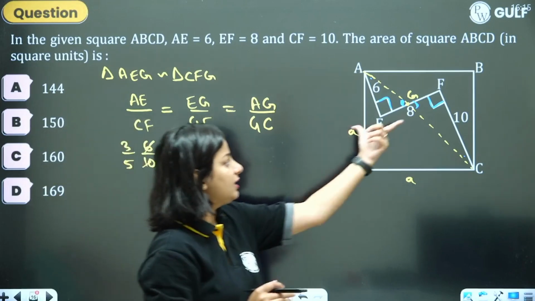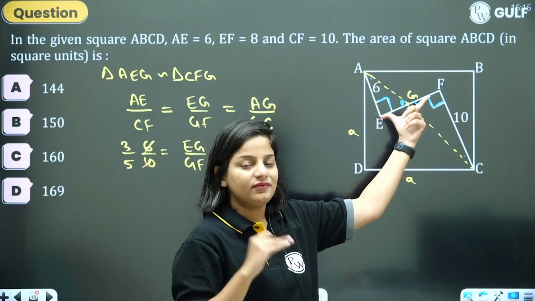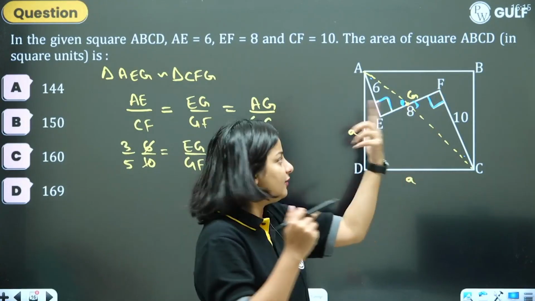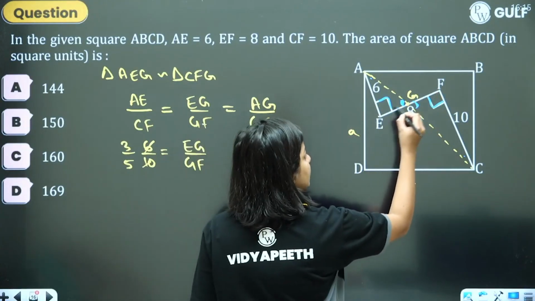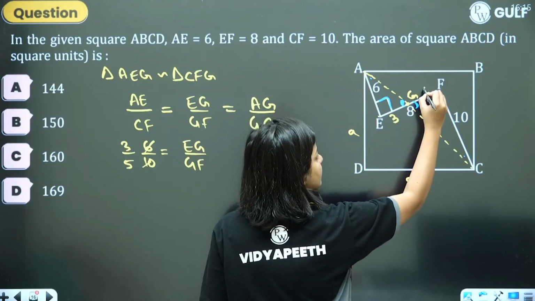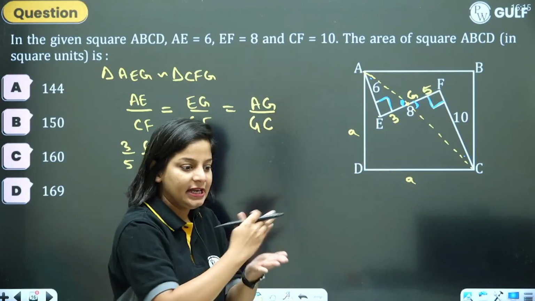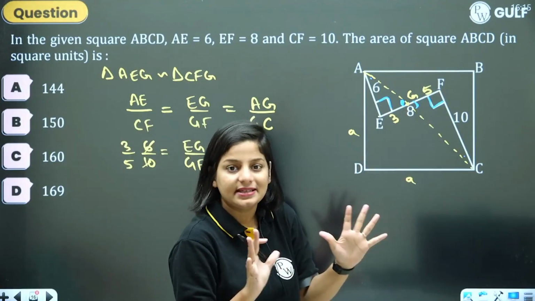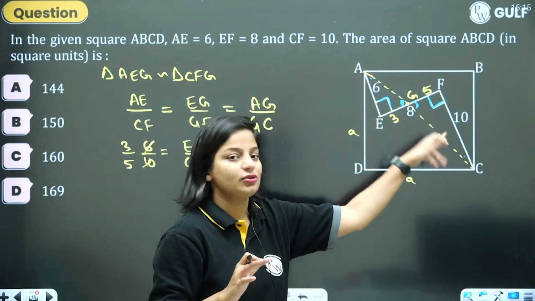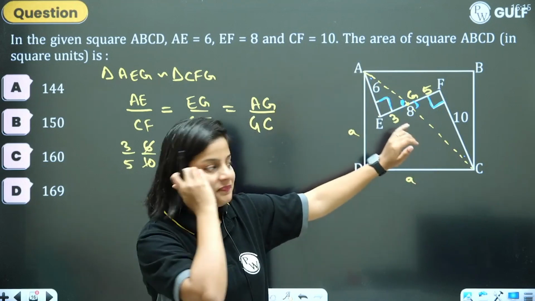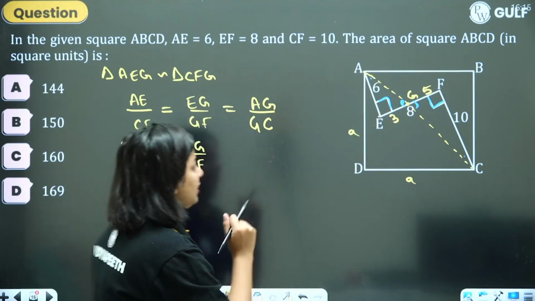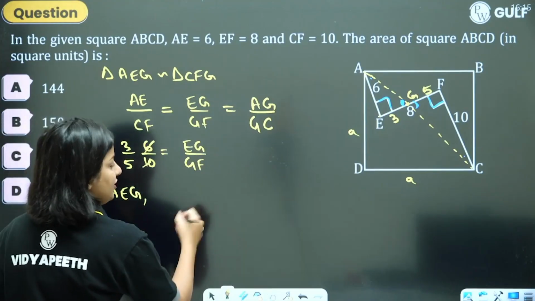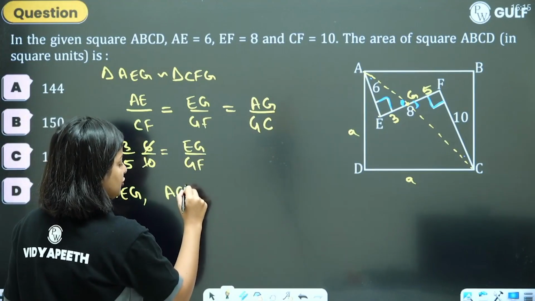And we know that total EF is 8. And the ratio is 3:5. So isn't it very obvious that EG is going to be 3 and GF is going to be 5? We can straight away distribute 8 in 3 and 5 because the total is 8. Here we don't know the total, so I cannot say this is 3, this is 8. In triangle AEG, if you apply the Pythagoras theorem, you will easily get the value of AG.